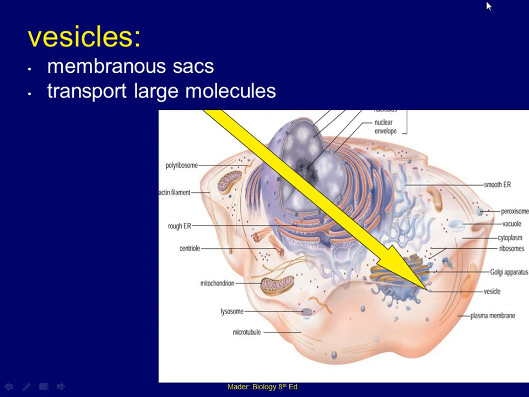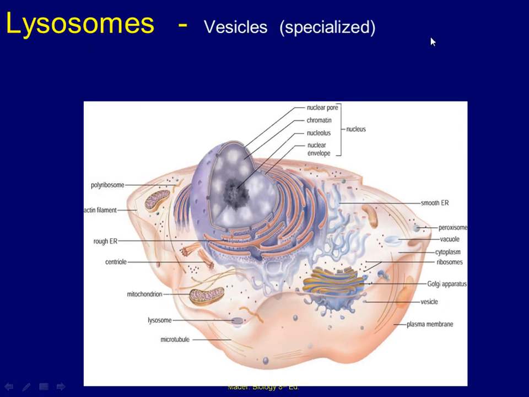There's a vesicle that we need to talk about. It's a very special vesicle. It's specialized. It's called a lysosome. What does lysis mean? Root word. What is lysis? This one's an important one. To break or to burst. Okay? Lysis. To break or to burst.